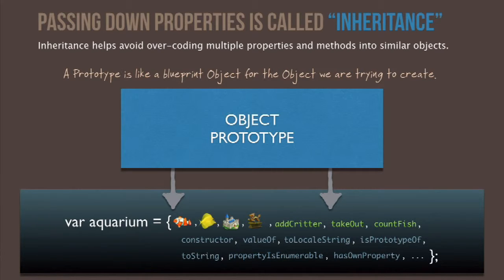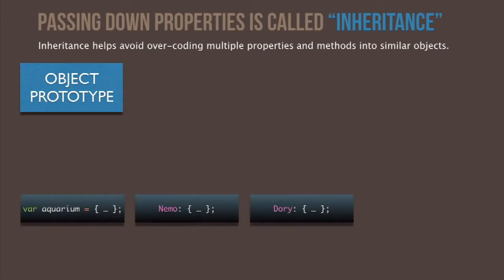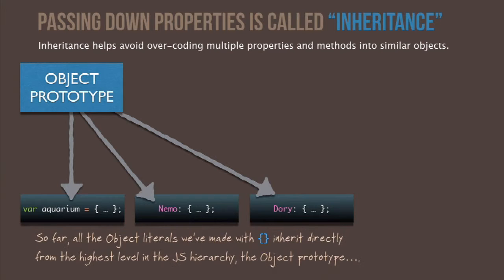Inheritance is a super important thing inside of programming, and it goes a long way to helping us avoid overcoding. It helps prevent building multiple properties and methods that are exactly the same into similar objects. In other words, it helps us not have a billion storage locations for the exact same information. So far, all of the object literals that we've made with the curly brackets inherit directly from the very highest level in the JS hierarchy. That's the object prototype.